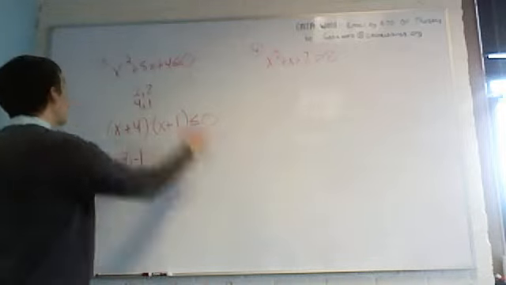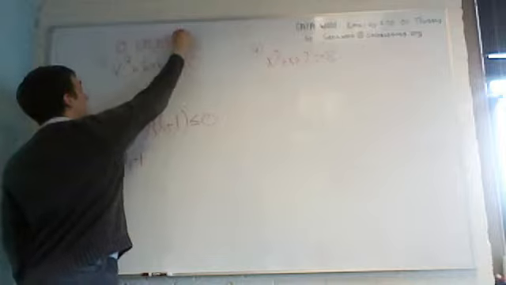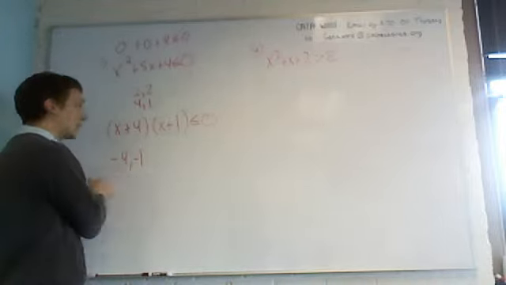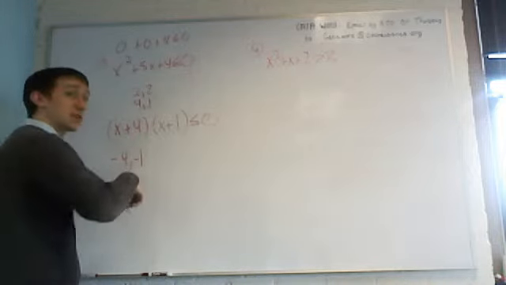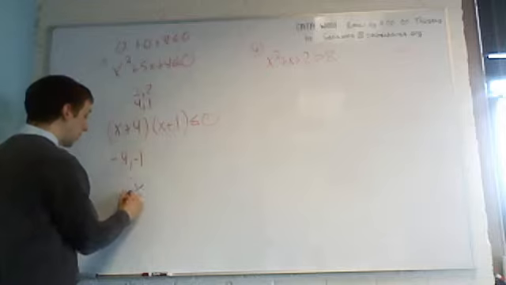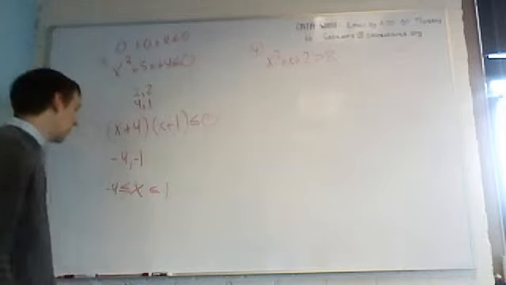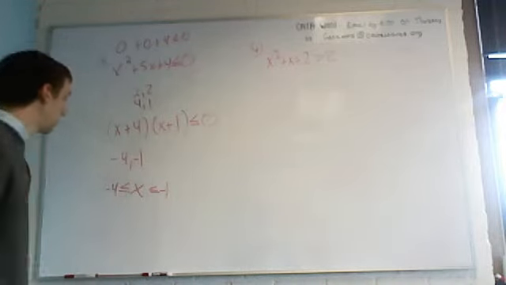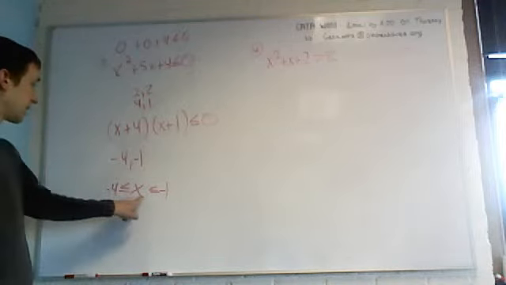0. Is 0 plus 0 plus 4 less than or equal to 0? No. So is 0 on the outside or the inside of these two numbers? Outside. So does it make sense that on the inside of these two numbers works? Yeah. So I'm going to put yes. This means x is between -4 and -1, because this is saying that x is greater than or equal to -4, x is less than or equal to -1.